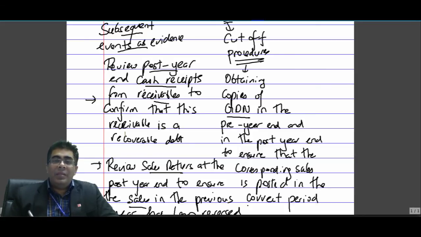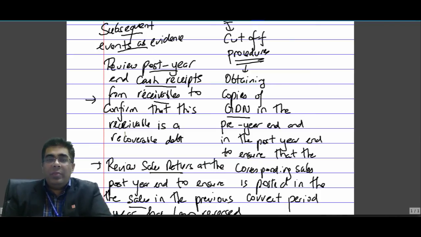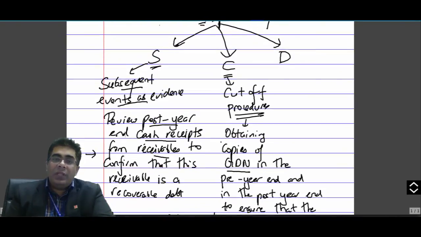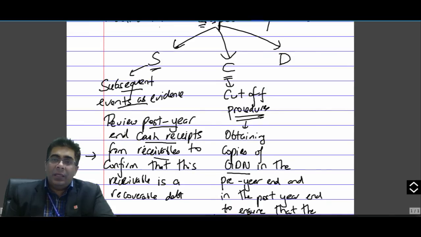Because cutoff means the transactions are recorded in the correct period. We have to ensure that the transactions are not posted to the following year, or that next year's transactions are not posted in the current year, otherwise we will have a cutoff error. So there will be cutoff procedures that you need to do with regard to inspecting the documents.